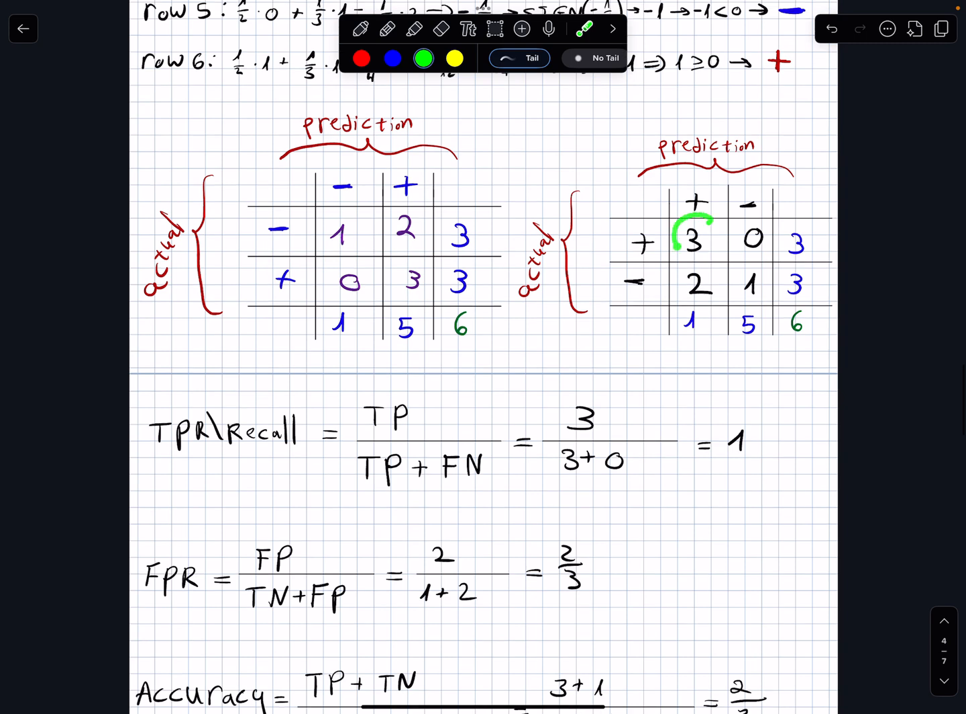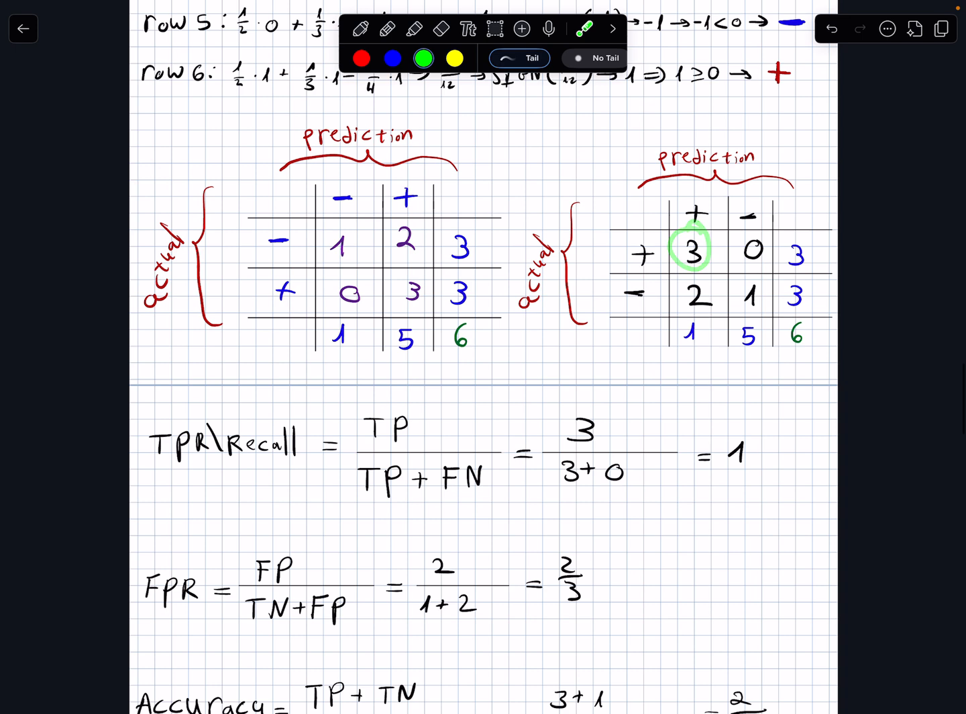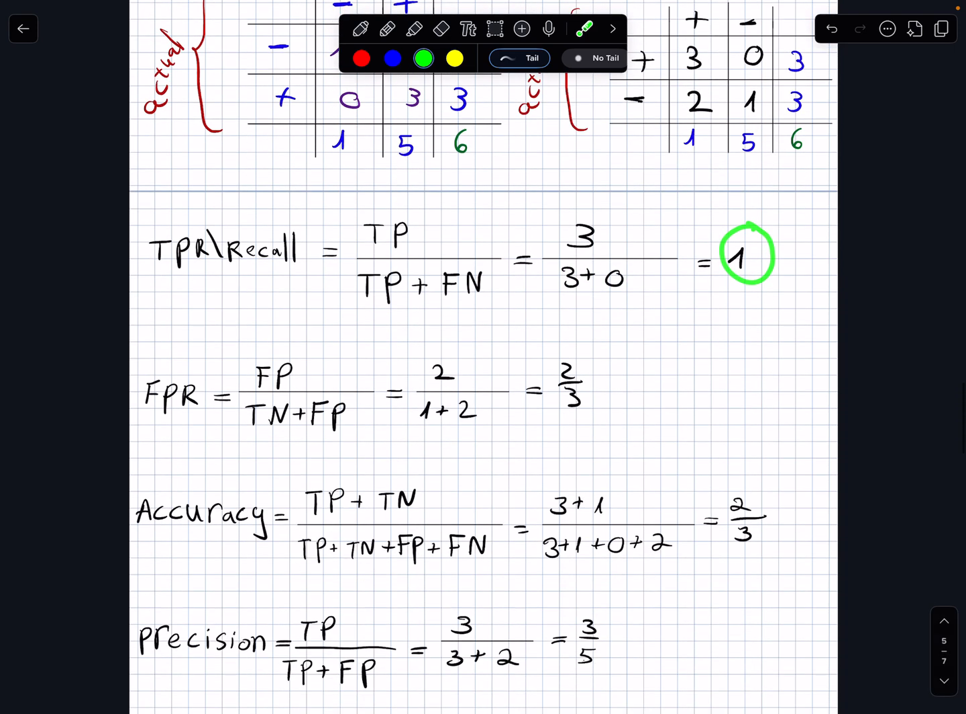Now, this is the true positive. We said it's going to be positive, and it is positive. To calculate the true positive rate, we calculate the true positive divided by the true positive plus the false negative. What is false negative? Meaning we predicted negative, but it is wrong, meaning it's actually plus. So the intersection is here. It's 3 divided by 3 plus 0, which is 1. So this is the recall.